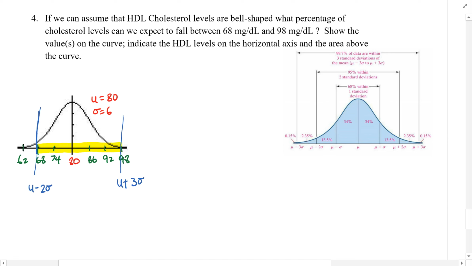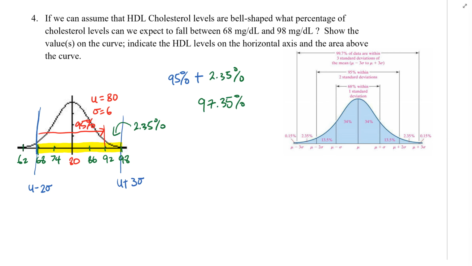So according to the probability, we know 95% from 68 to 92 is 95%. Let me draw it, from here to here is 95%. Then the third standard deviation here will be 2.35%. So from here, this is 2.35%. Add them together, 95% plus 2.35%, that gives me 97.35%, right?